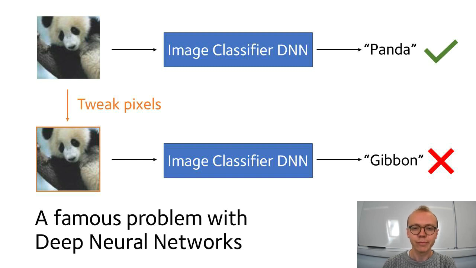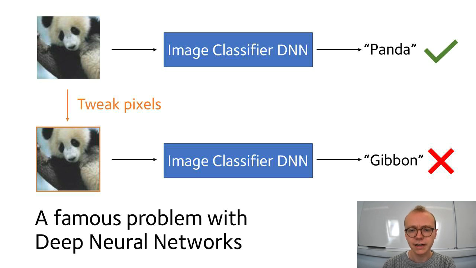Deep neural networks have a problem. It's quite a famous problem by now. If you take an input to a deep neural network, such as this image of a panda, for example, you can make an imperceptibly small change to it, and it will be classified incorrectly. You can do this by computing just the right tweak to each individual pixel in the image.